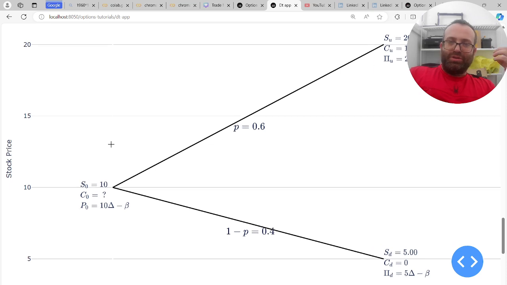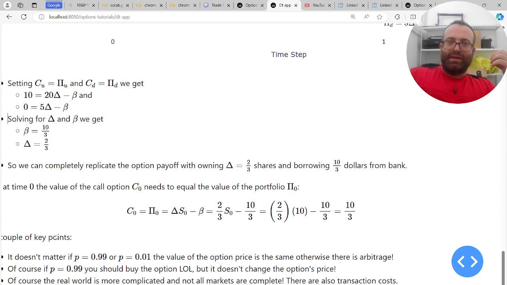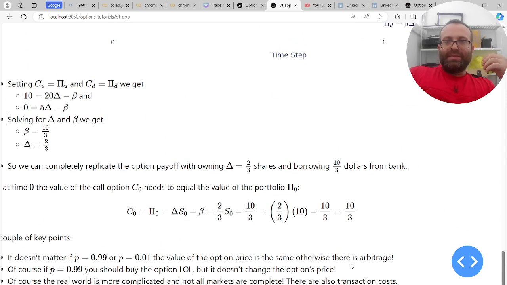I don't want to get into too much math with this because I didn't write it in my notes, but basically there's only one value that gives you no arbitrage in this case, and that's 10/3. Any other value, you can get a riskless profit.